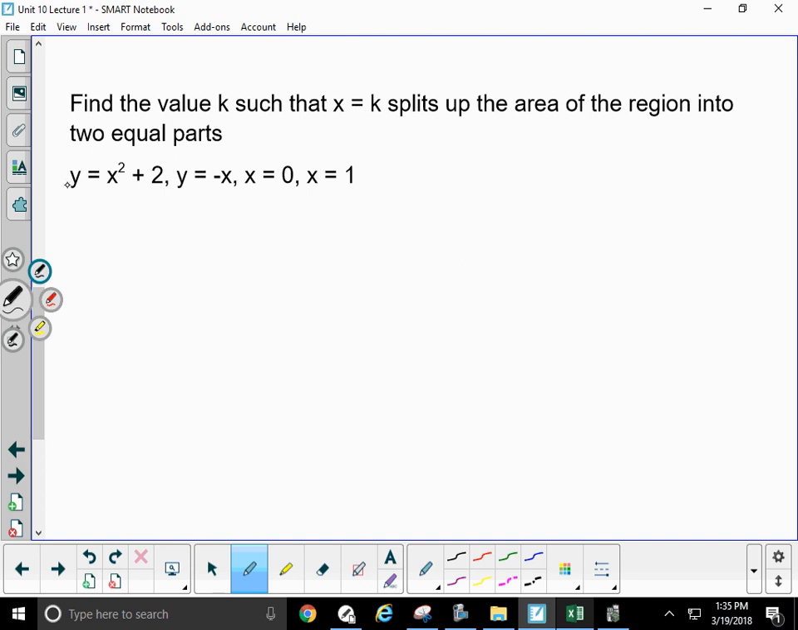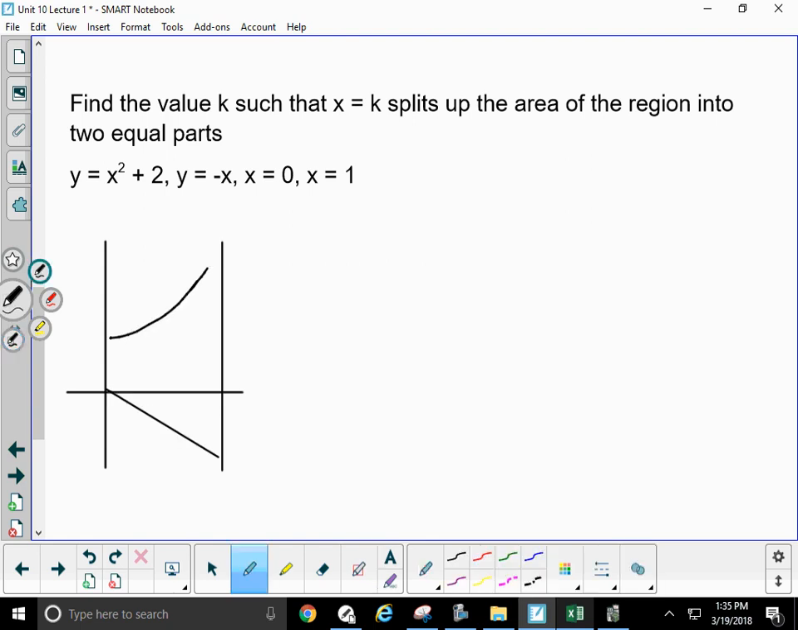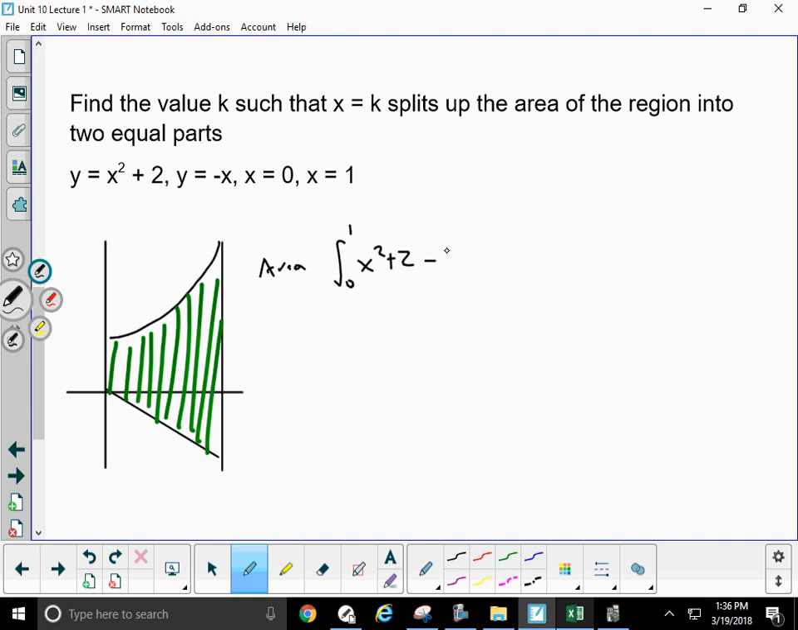Now, we have a region here. We already evaluated this region. Okay, y equals x squared plus 2, x equals 0, x equals 1, y equals negative x squared plus 2. Looks something like this. This is the first one that we did. We found that the area was an integral from 0 to 1 of x squared plus 2 minus negative x. And we found that value is 17/6. That's just what we've already done.